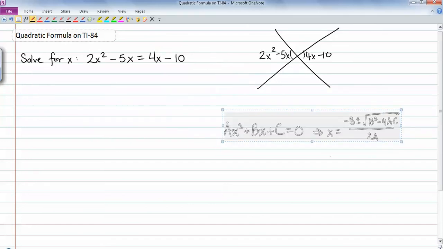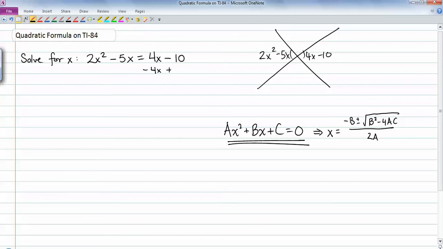But first, we have to get the equation so that it equals 0. Well, it doesn't equal 0 yet, so we're going to subtract 4x from both sides and add 10 to both sides. So subtract 4x and add 10. If we do that, then the next line will be 2x squared, and when I bring the 4x over, I've got minus 9x total, and then plus 10 equals 0. Now, if you're good at factoring, you can go ahead and try to factor that and solve it that way, but I'm going to use the calculator for this one.